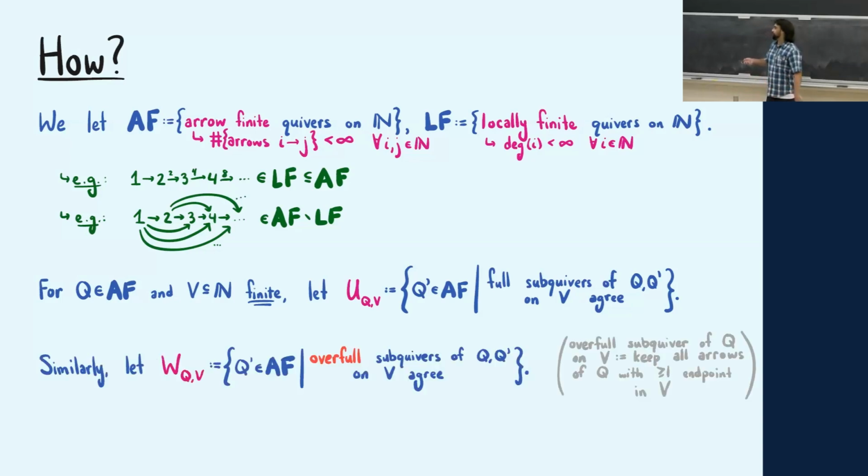You can do a similar story. I'm going to define this other set W. I'm tweaking one thing. I'm saying they're over full subquivers on this vertex set agree. I put a definition here. It's a little bit stronger. I don't really want to get into that now, but you can get a different topology out of this.